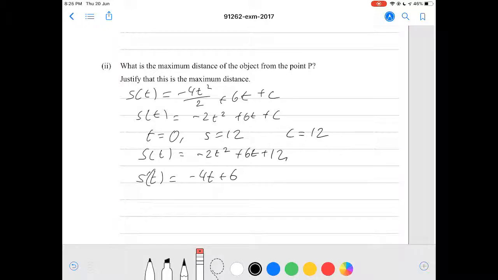Basically what we want to find out is how long after I click the stopwatch we have reached the maximum distance. We do this by substituting the turning point. At the turning point, the gradient equals 0, so substitute the gradient equals 0. Negative 4t plus 6 equals 0. Negative 6 equals negative 4t. Negative 6 divided by negative 4 equals t.